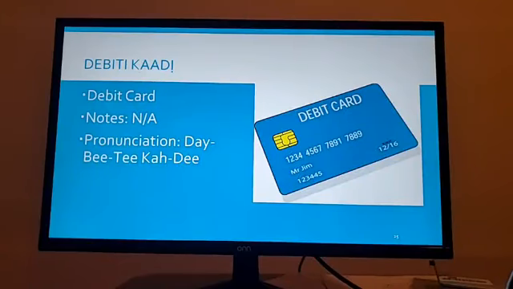This is one that may not be all that consistent, just like English has inconsistency. It's starting with debit instead of card this time. So it's debiti Kah-Dee, debit card.